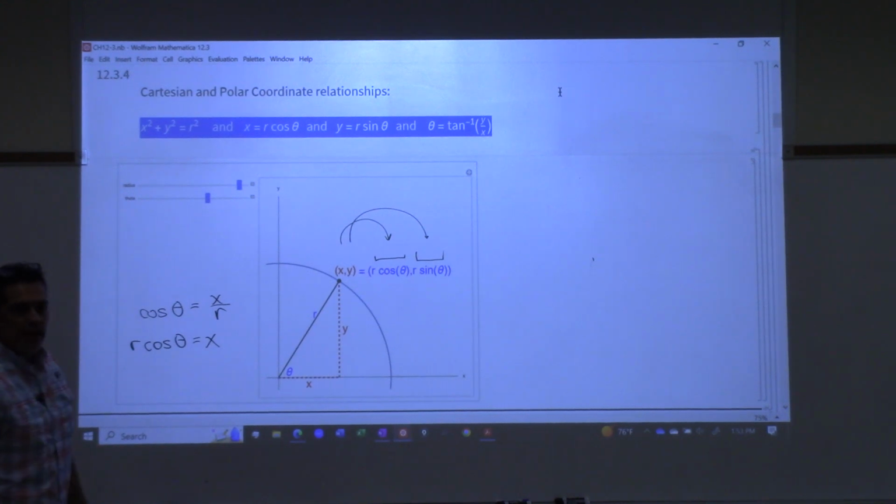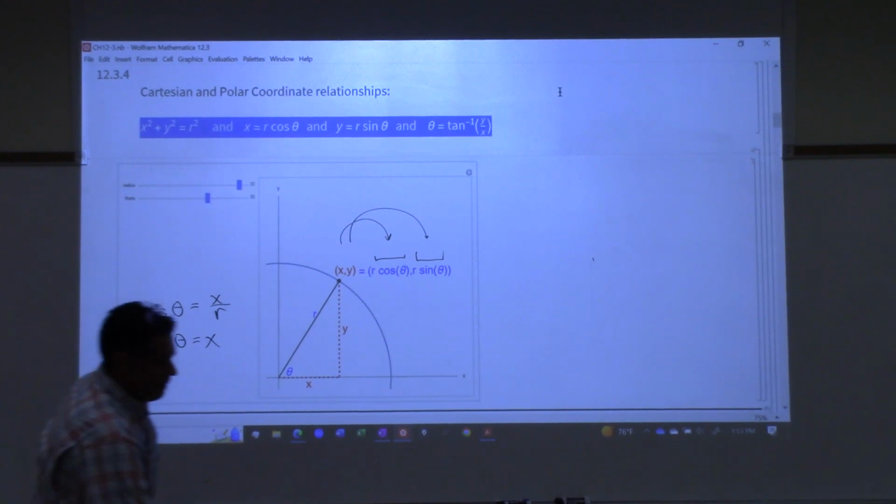Would you all like me to go in any more depth with that? Y'all are okay with that? Just the basic idea? Yes? Because we're about to go do double integrals in polar now. So, yes? All right.